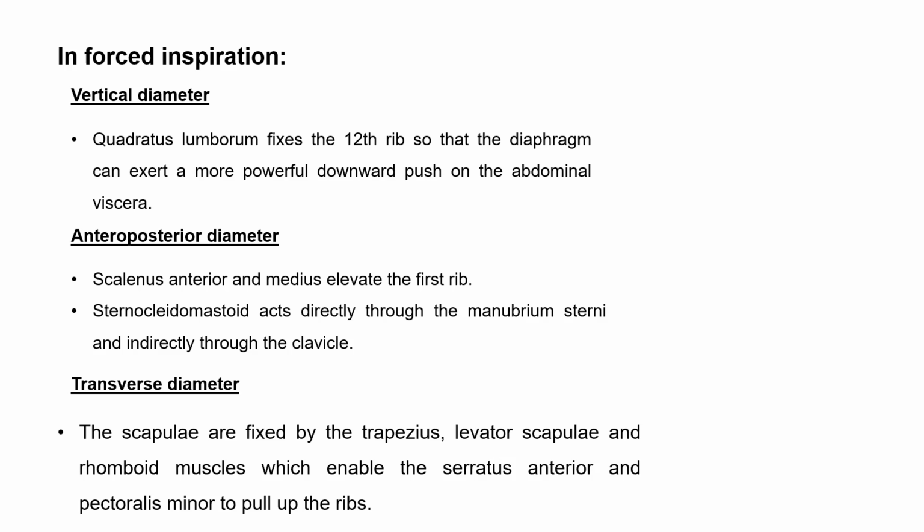Again, to increase the vertical diameter, we fix the 12th rib by the quadratus lumborum muscle. To increase the anteroposterior diameter, we use the scalene muscle and the sternomastoid muscle to elevate the first rib and the sternum. And to increase the transverse diameter, the scapula will be fixed by the trapezius, levator scapulae and rhomboid muscles to allow the serratus anterior to work more efficiently on the ribs, elevating the ribs laterally, so it will increase the transverse diameter of the thorax.